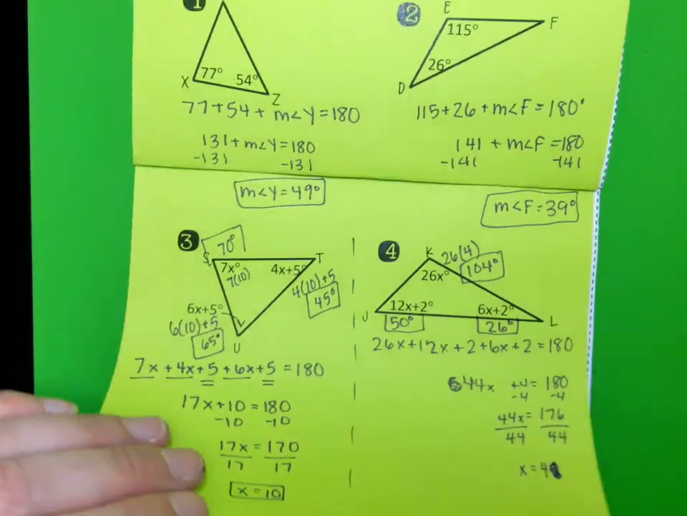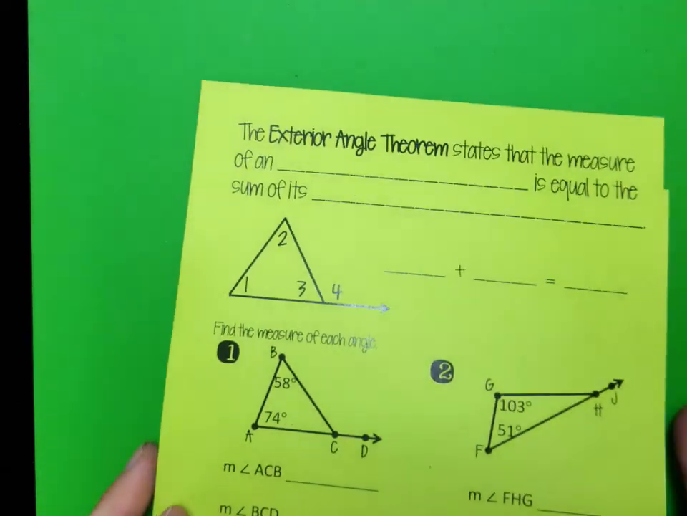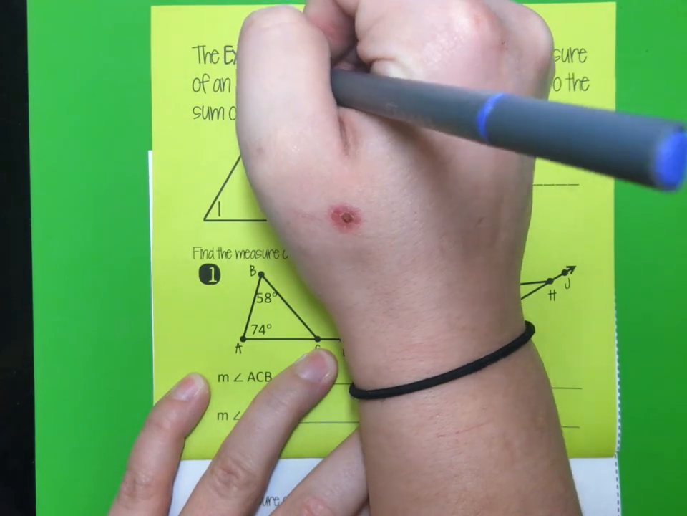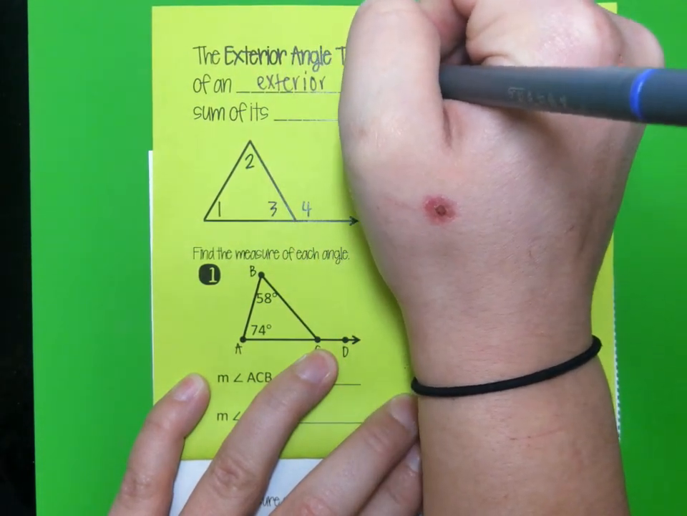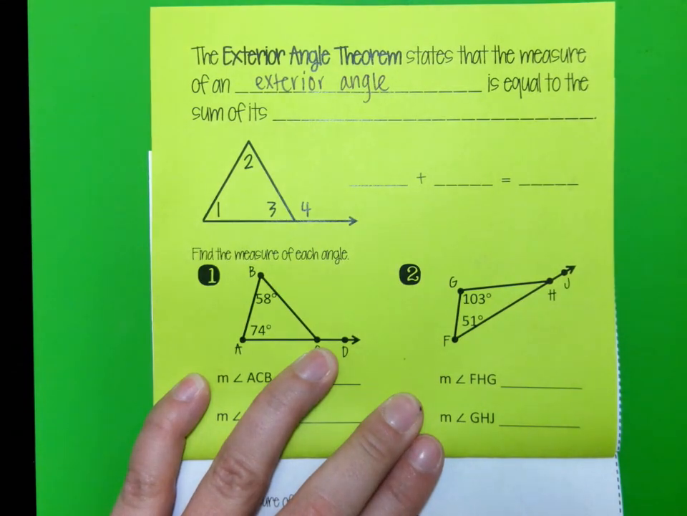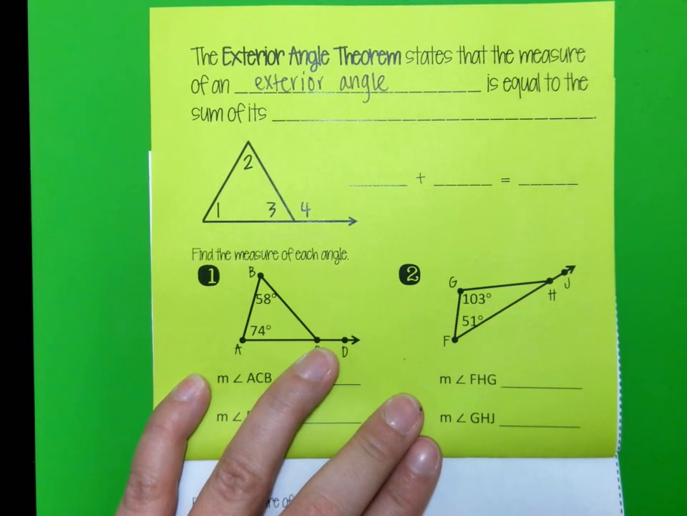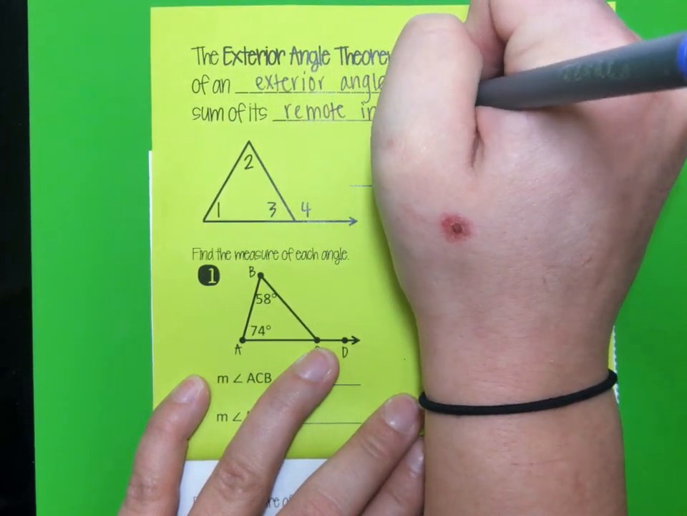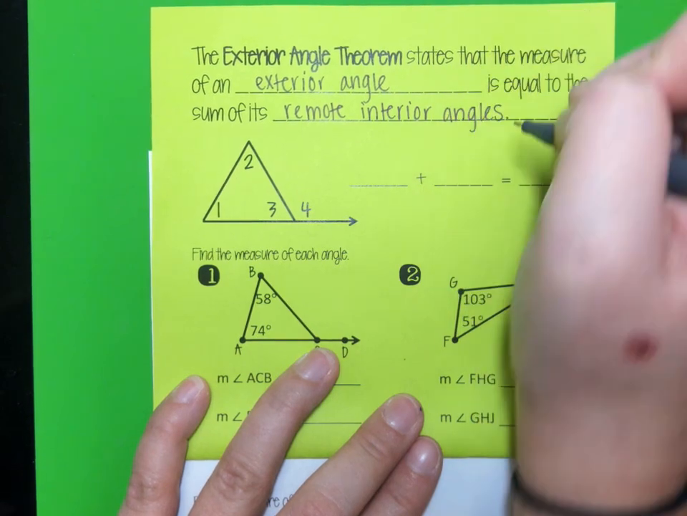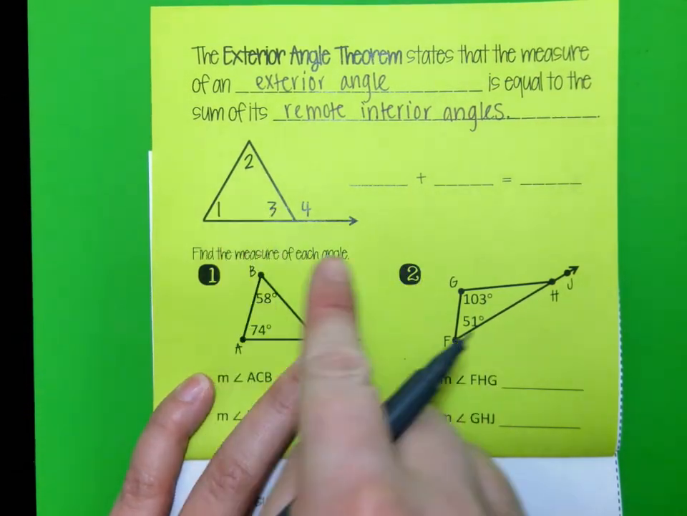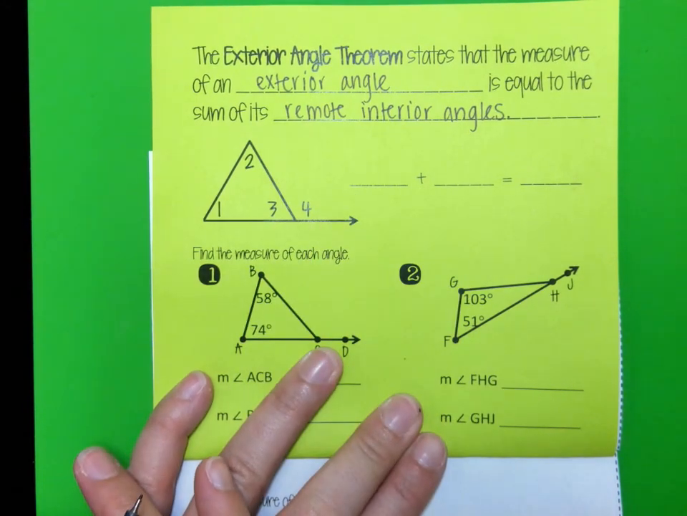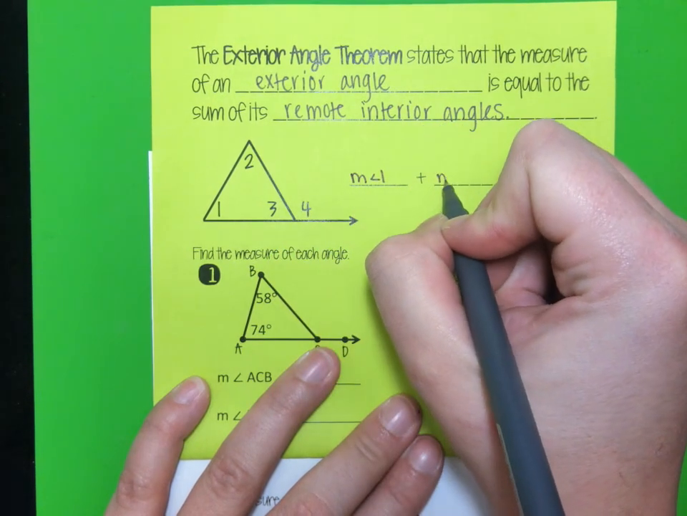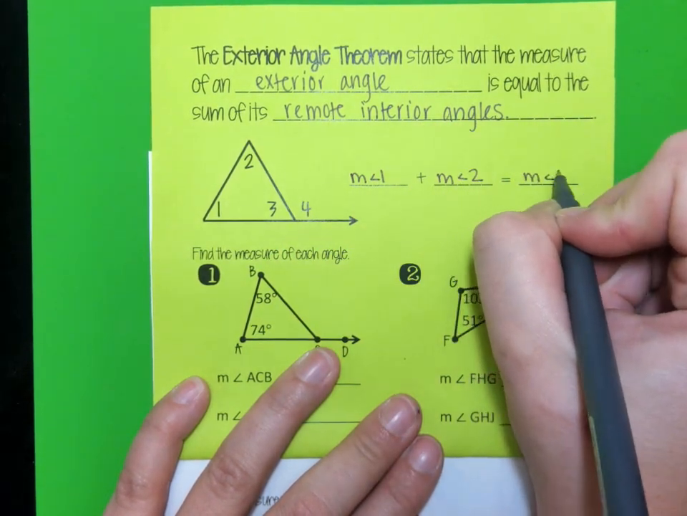All right, so if we go on to the next page, it's talking about our exterior angle theorem. What that means is that the measure of an exterior angle is equal to the sum of its remote interior angles. So if you look at this picture, your remote interior angles are the two that are not touching your exterior angle, so they have to be angle 1 and angle 2. So we're going to say the measure of angle 1 plus the measure of angle 2 is equal to the measure of angle 4.